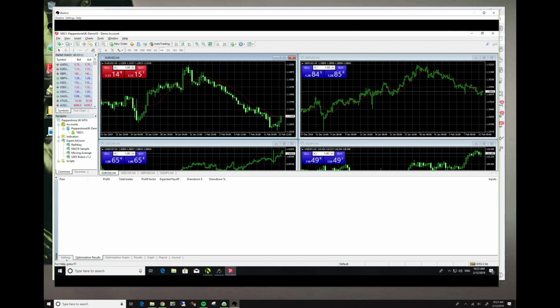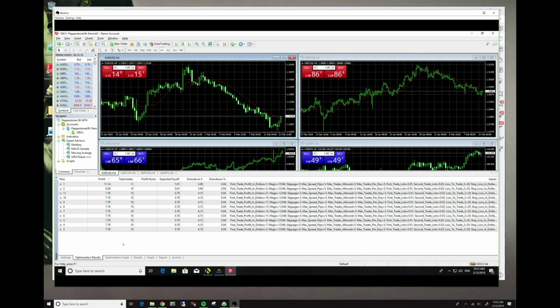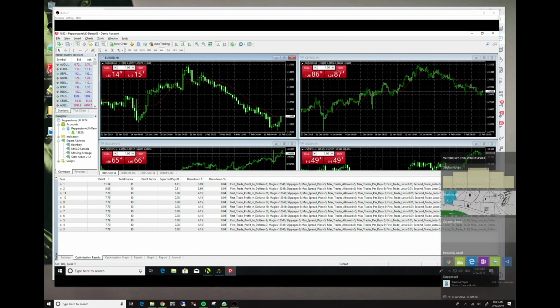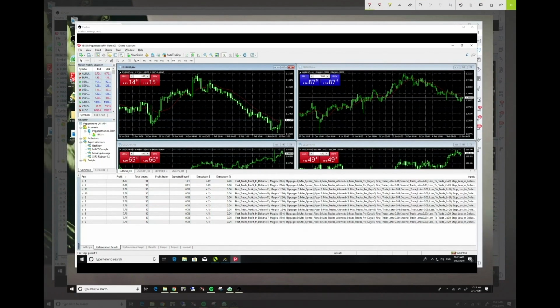Yeah, I don't know why there are no results appearing here, but let's see. Oh, there they are. There are the optimization results. I'm going to click the screen so I can write some numbers down in front of us so we can see this a little bit larger.